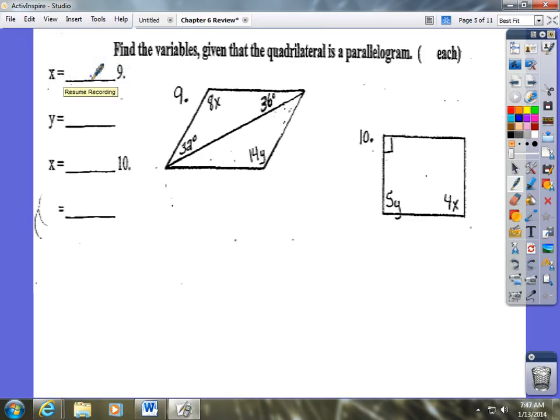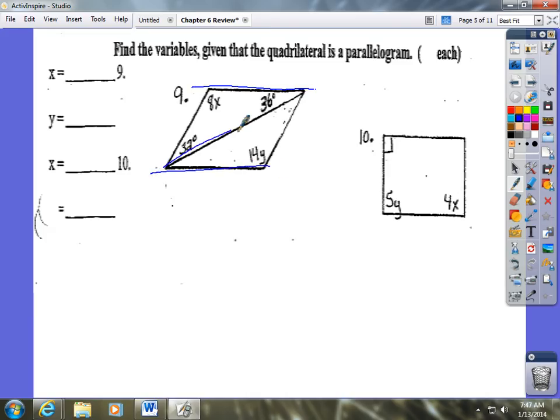Go ahead and look at numbers 9 and 10. We want to find the variables given that the quadrilateral is a parallelogram. Okay, this helps us out because we know that the two angles side by side from each other are going to equal 180 degrees. And we know that this is a parallel line to this one.